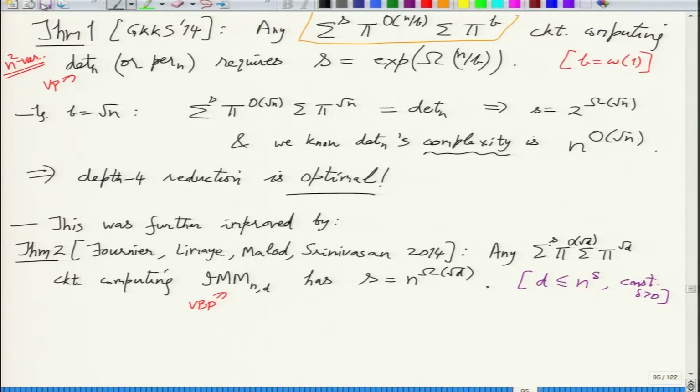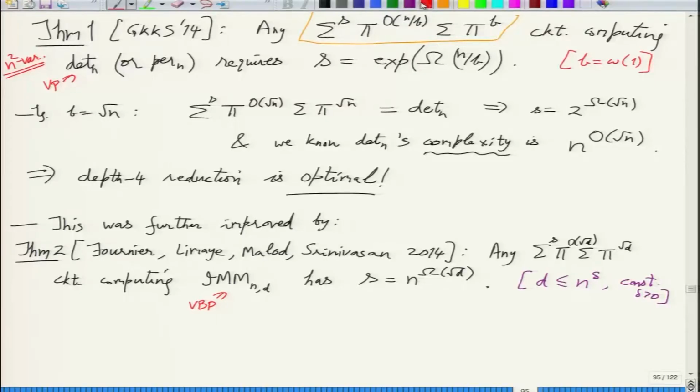The result you will get will be n to the square root D, and you also have a circuit of this size. Okay, any questions? So that shows the optimality. So I will not prove this because this will again be a very specialized analysis, just like what we did with shifted partials of determinant. Here you have to do it on IMM. We'll skip this, but it can be read.